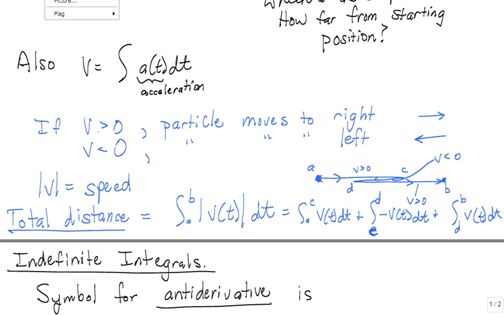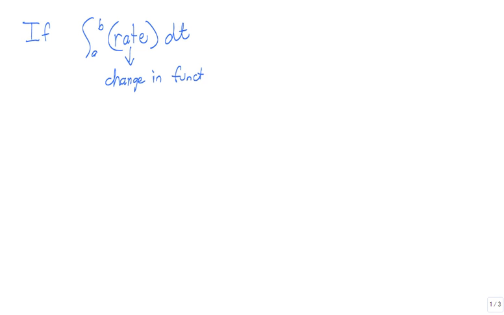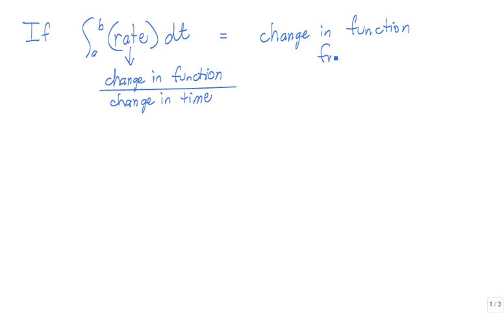So another real-life example would be when you integrate the rate of change of a function, whatever that function represents, over the change in time. It's kind of like the change in time cancels out, and that's going to give you the change in the function from A to B.